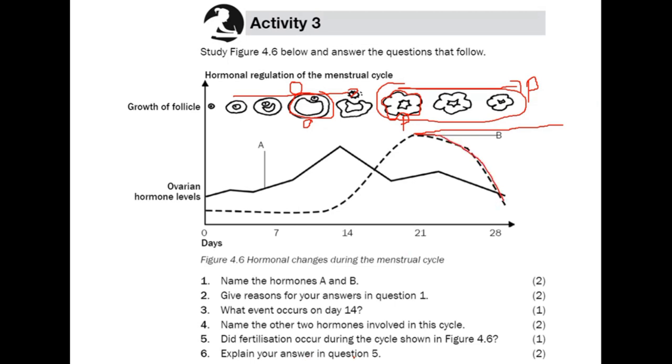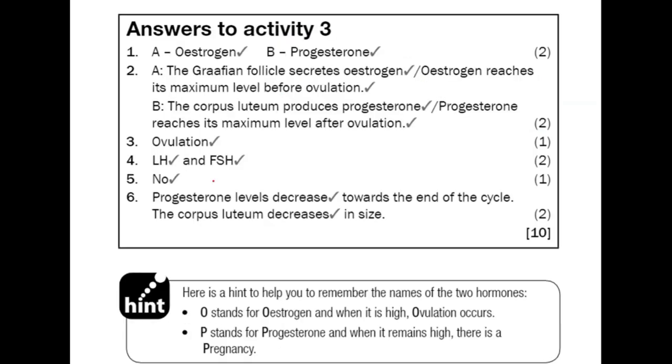And your reason here, when they ask you to explain why fertilization did not happen, is because the progesterone decreased. You can see it, okay? And the second reason is the corpus luteum disintegrated or degenerated. And that's why the person is not pregnant, or that's why fertilization did not happen. Okay, and there's the answers over there.